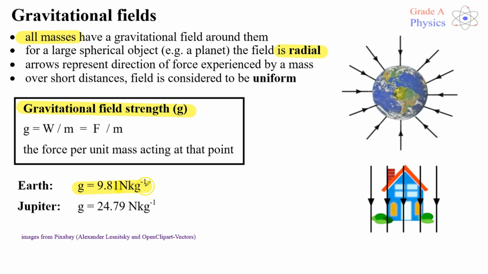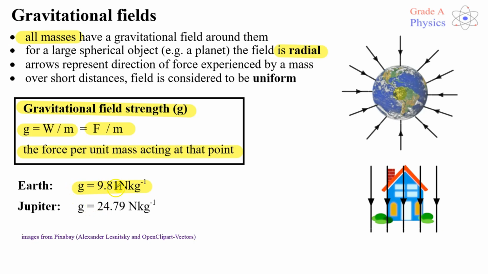But where do these come from? So we know from GCSE that W is equal to mg. So if you make g the subject, then we have weight over mass, and weight is a force, so force over mass. That gives us the definition of gravitational field strength. It's the force per unit mass. So this is quite useful.